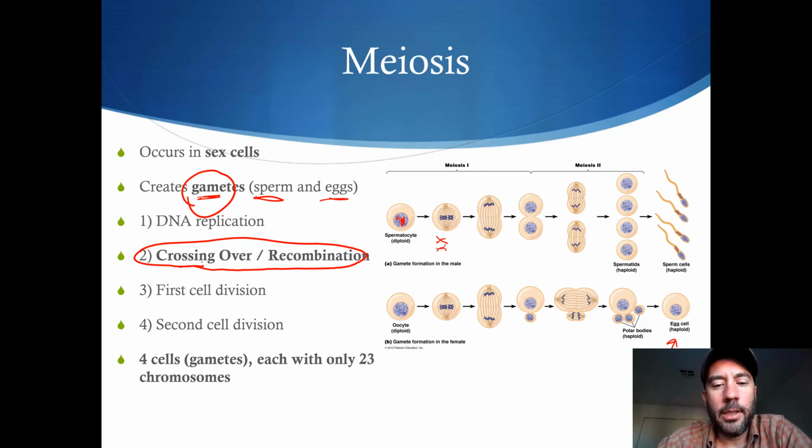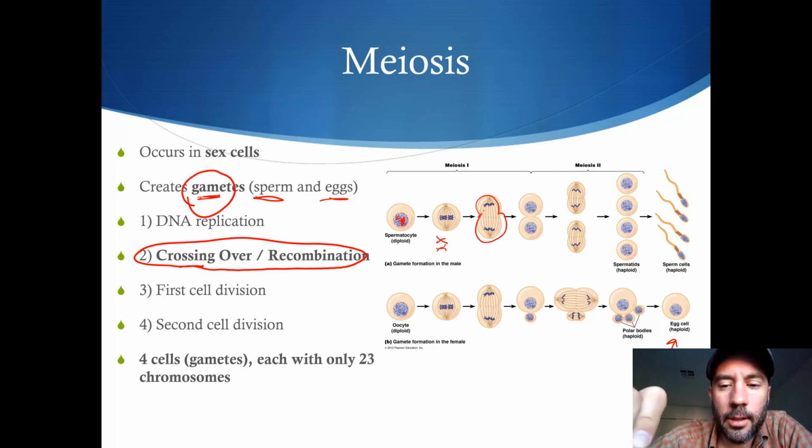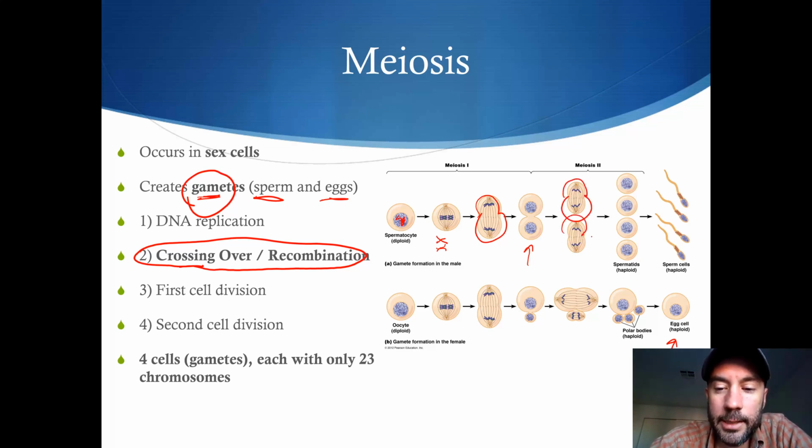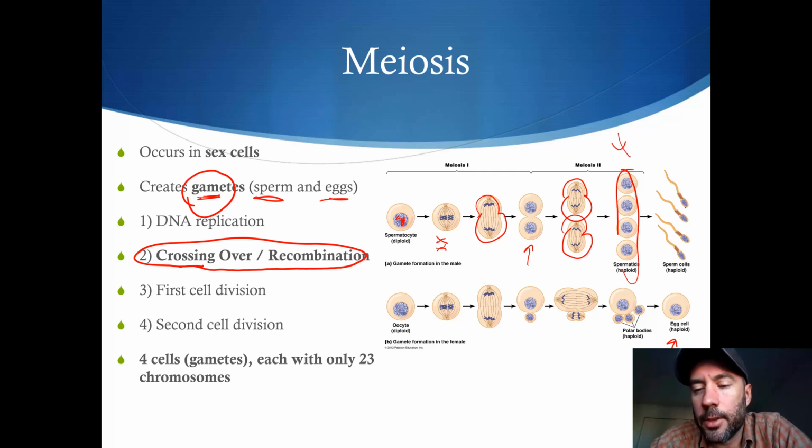All right, so you have crossing over, and then you have the first cell division, okay? So that divides into two new daughter cells here. And then you have a second cell division that happens here where this one divides and this one divides. And then you end up with 4 daughter cells, okay? And that goes on to make either sperm or 1 egg and 3 polar bodies.